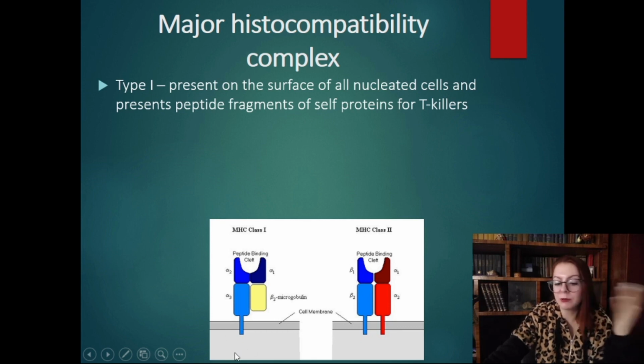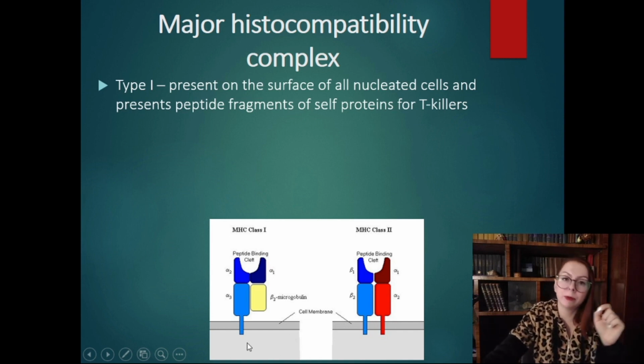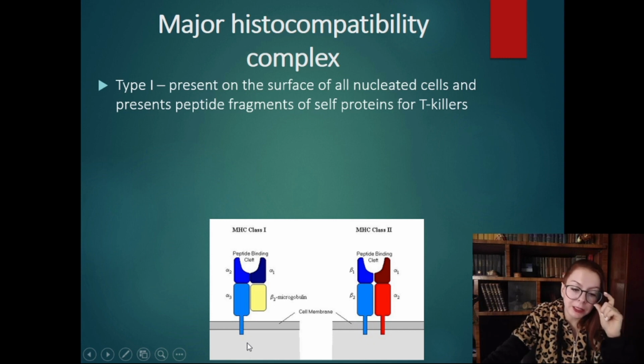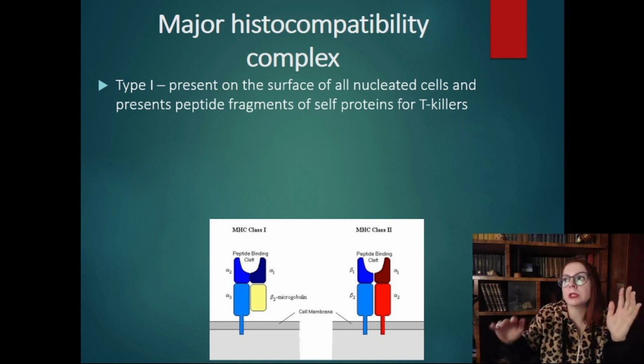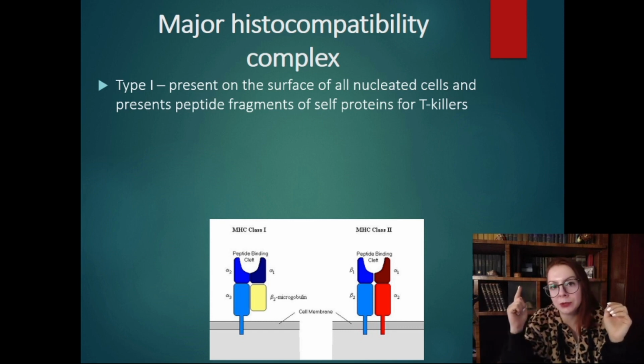This cell has gone crazy, so it should be killed. And in this way, killers stimulate apoptosis of this cell. And this is very important to understand. So in our organism, every cell is under the control of our immunity.